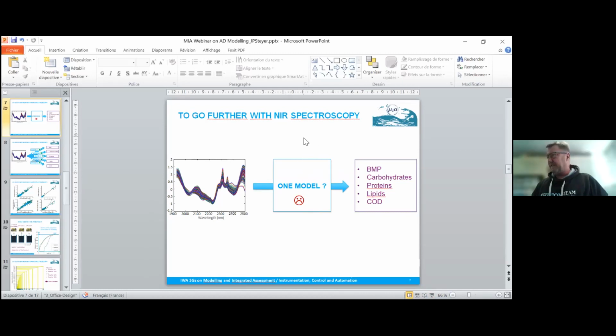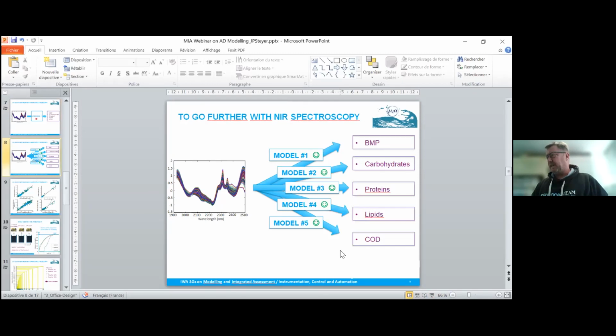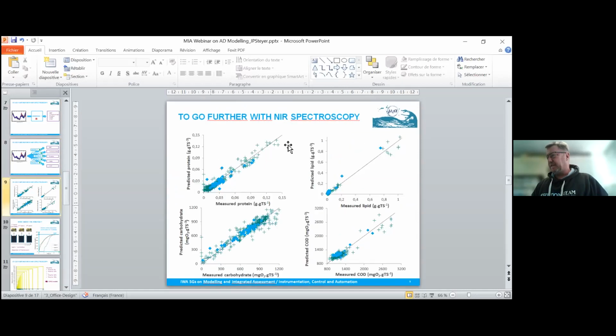So, do you see slide 7 now? Yep. So it was what I was saying. We wanted to predict BMP, carbohydrates, proteins, and lipids. With one model, it's not working, but with 5 models, one for each component, it was working. These are the results for proteins, lipids, carbohydrates, and COD. The cross is the calibration of the model, and the blue diamond is the prediction, the validation of the model.